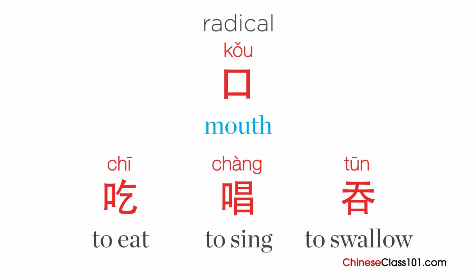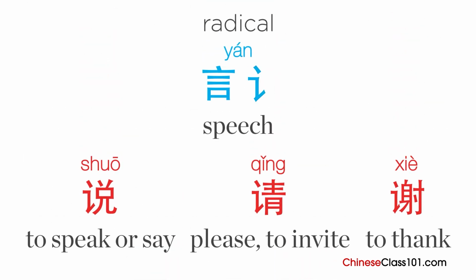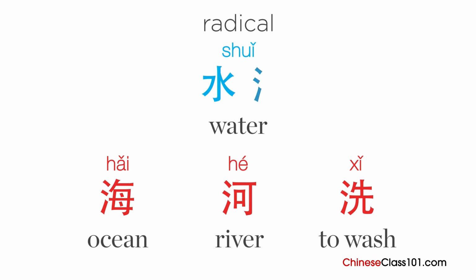口 means mouth. Characters with this radical often involve using your mouth, such as 吃 to eat, 唱 to sing, 吞 to swallow. 目 means eye, 看 to look or see, 睡 to sleep. 言 or its variation means speech, 说 to speak or say, 请 please or to invite, 谢 to thank. 水 or its variation means water, 海 ocean, 河 river, 洗 to wash.